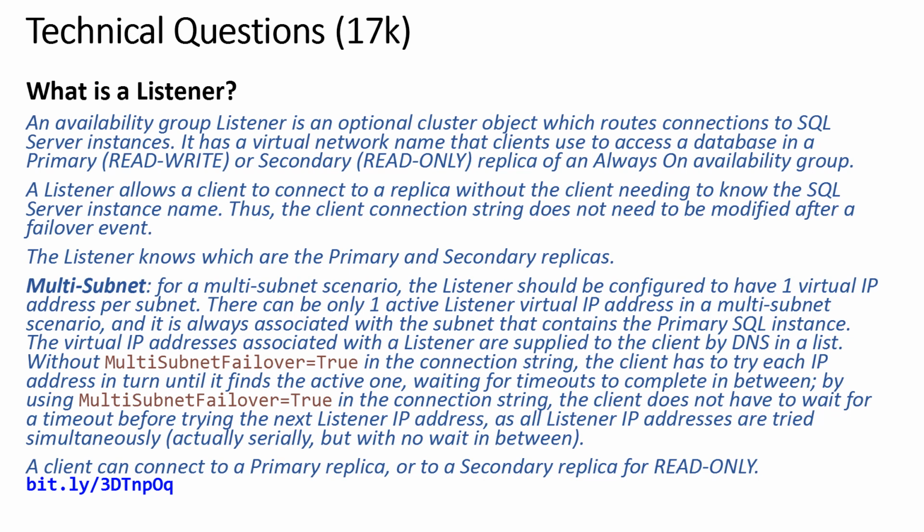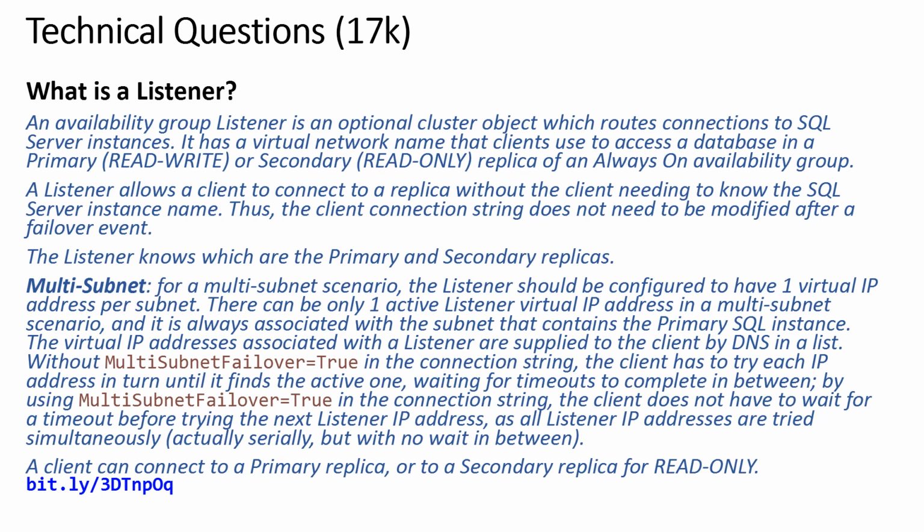Multi-subnet. For a multi-subnet scenario, the listener should be configured to have one virtual IP address per subnet. There can be only one active listener virtual IP address in a multi-subnet scenario, and it is always associated with the subnet that contains the primary SQL instance. The virtual IP addresses associated with a listener are supplied to the client by DNS in a list.